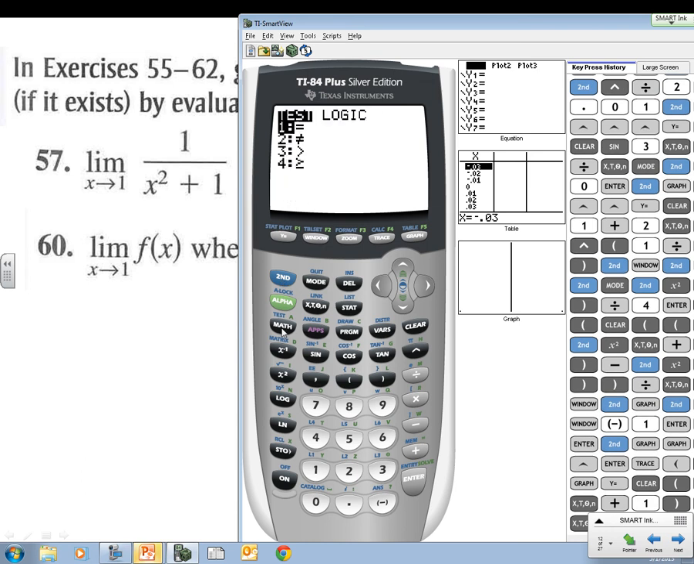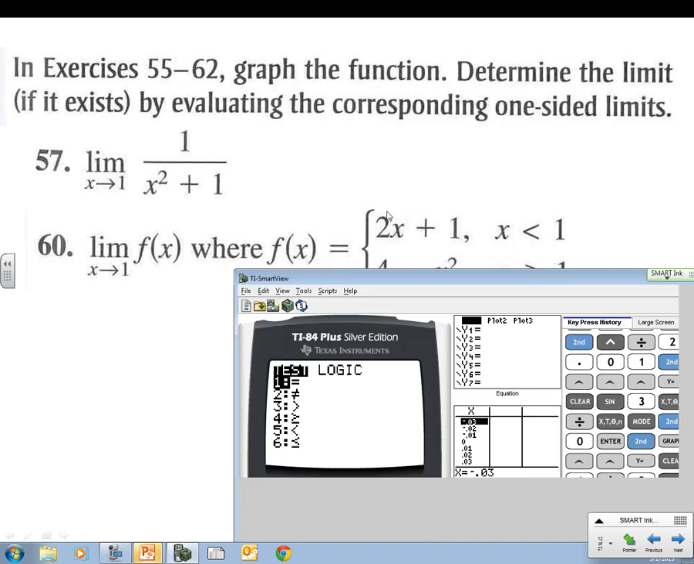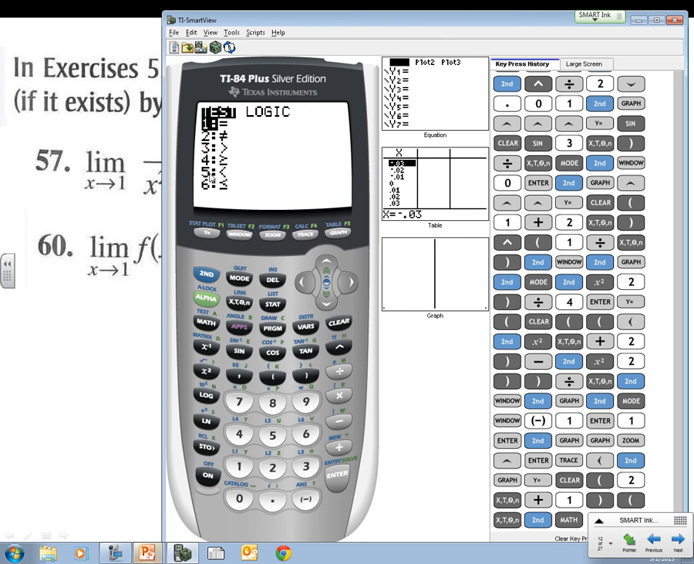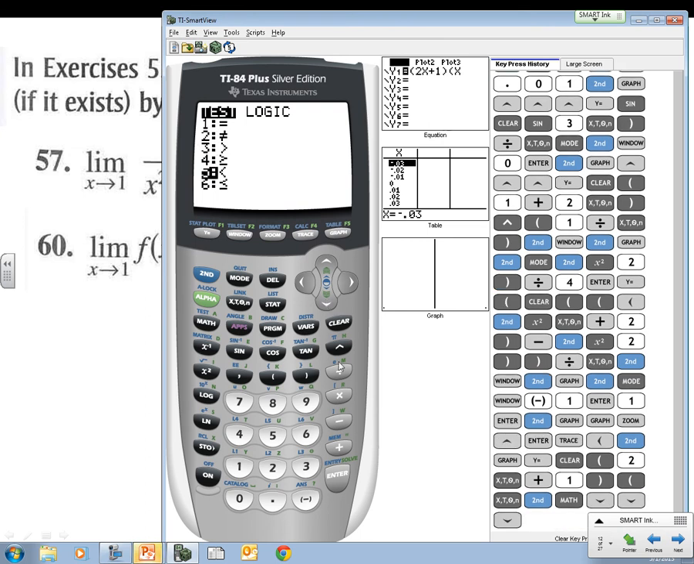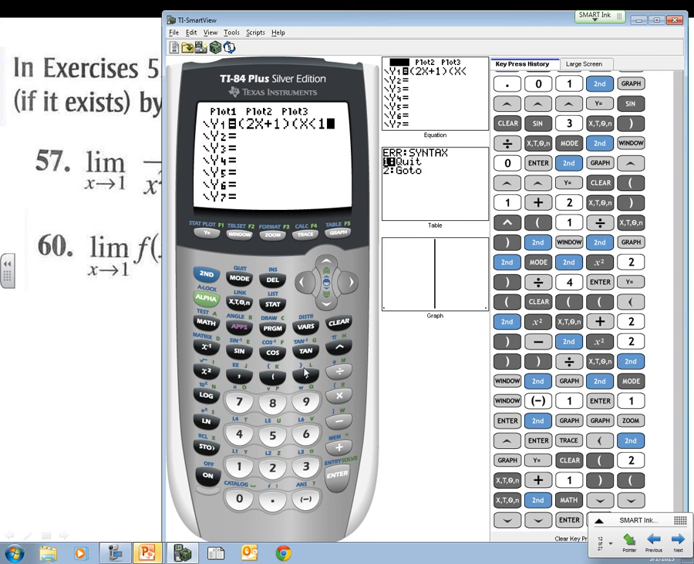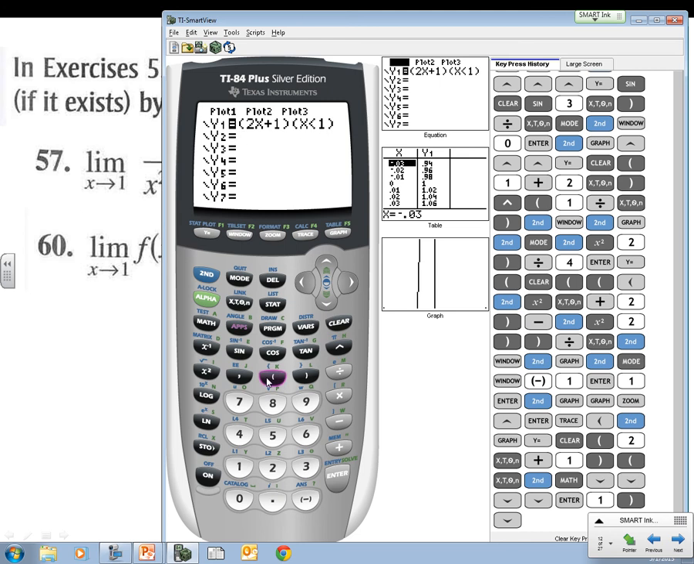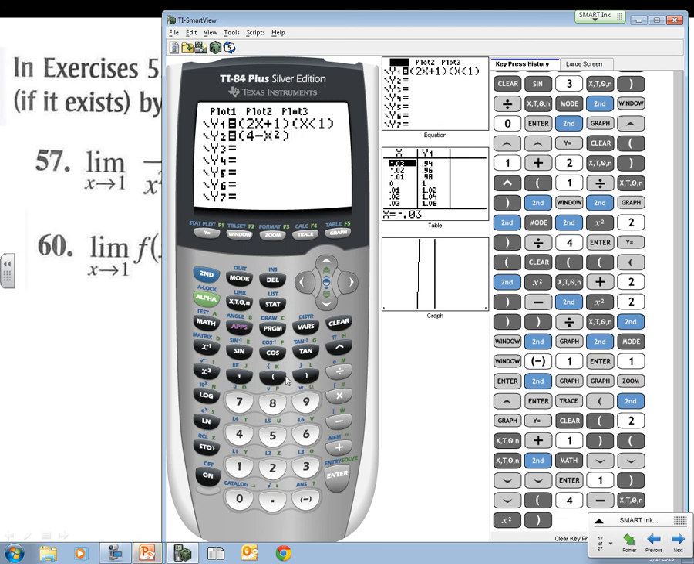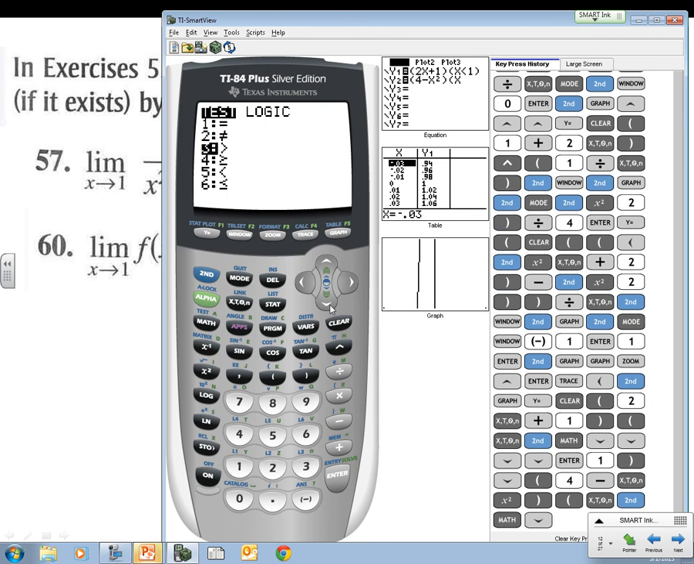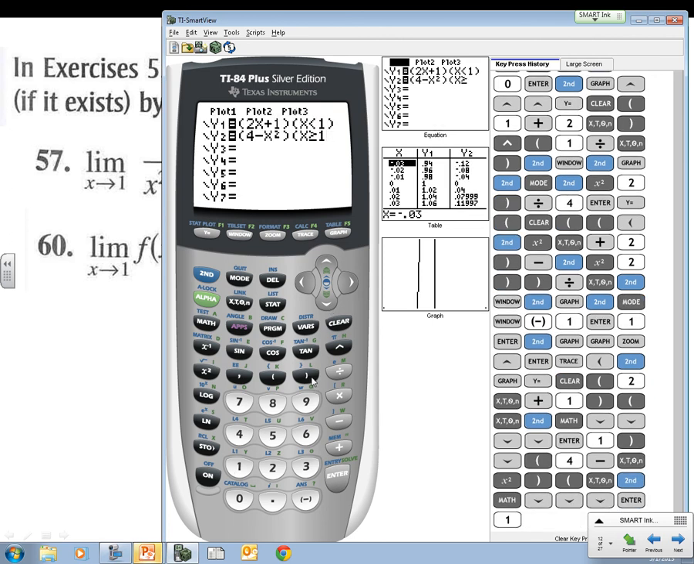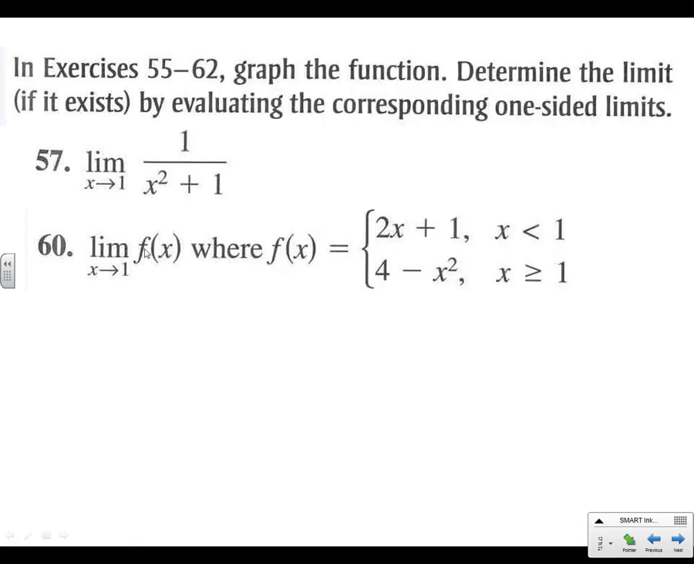X is less than 1. Close our parentheses, and we'll go down to y2, which is 4 minus x squared. And this is going to be for x greater than or equal to 1. Close that parentheses. All right, so we're going to graph both of them, and we're going to approach 1.